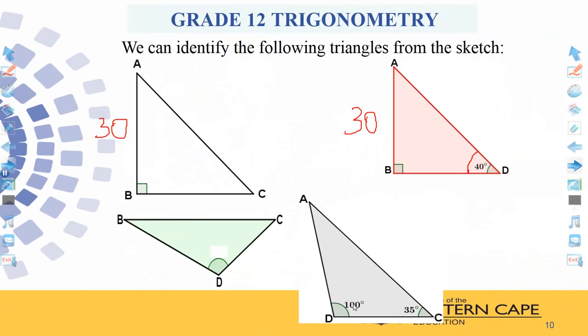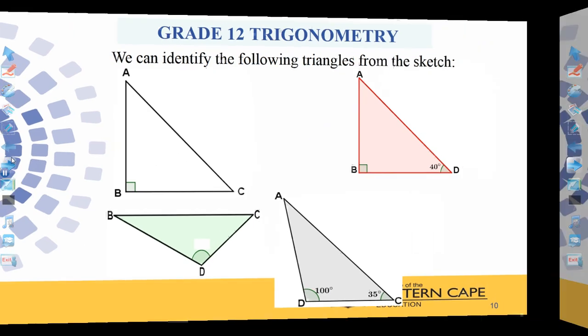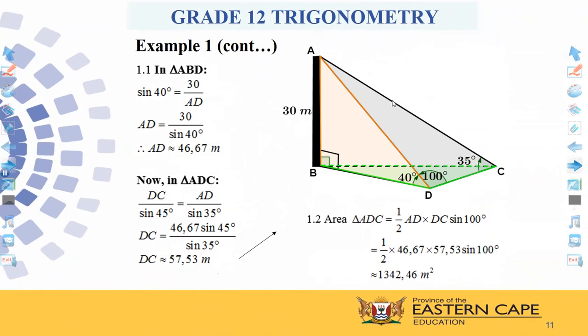In triangle ADC, I know two things. I know the angle is 35 degrees and the other one is 100 degrees. Remember, I'm looking for this side, DC. So I can't find DC without finding at least one of the other sides. Now the question is, how do I find one of the sides?